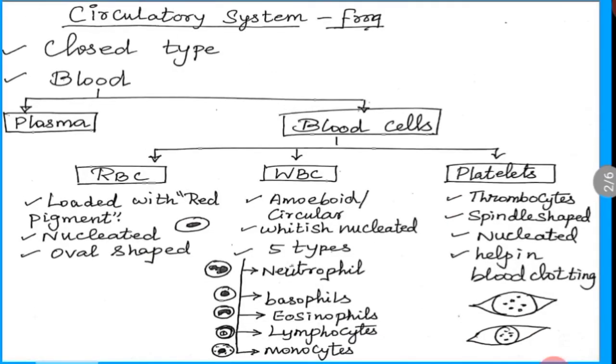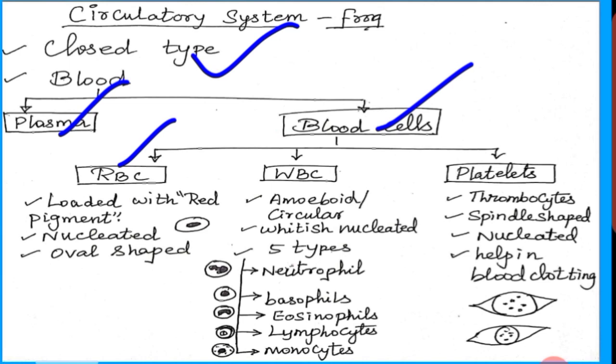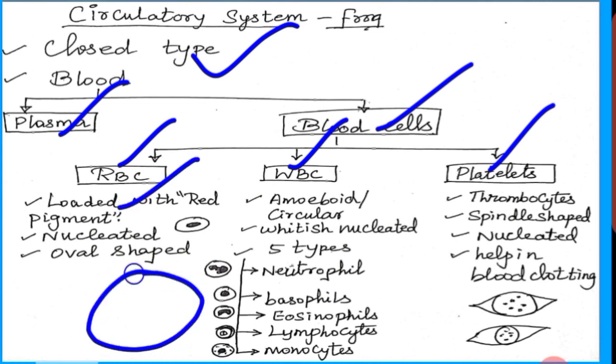Frog circulatory system. Actually, it is closed type. Blood consists of fluid plasma and blood cells. Blood cells are red blood corpuscles, white blood corpuscles and platelets. Red blood corpuscles are loaded with red pigment called hemoglobin. RBC is actually nucleated.